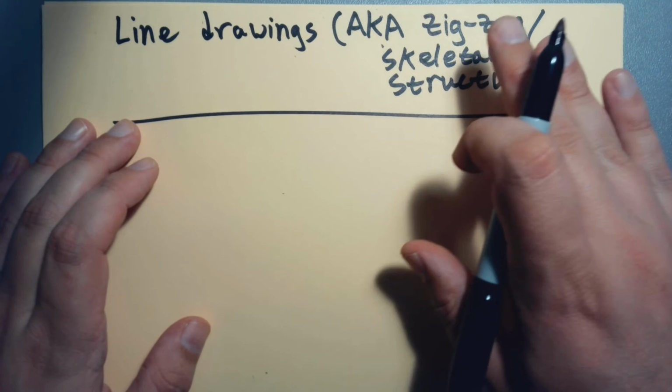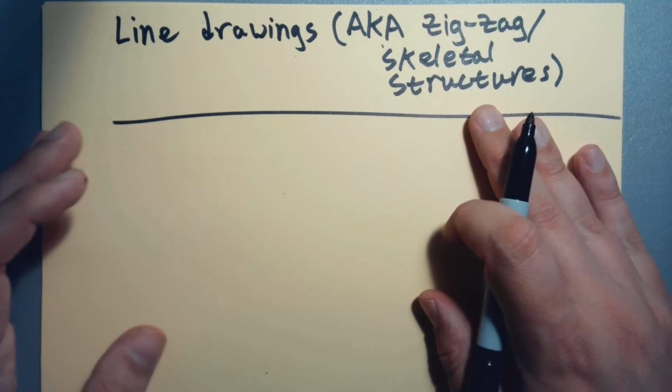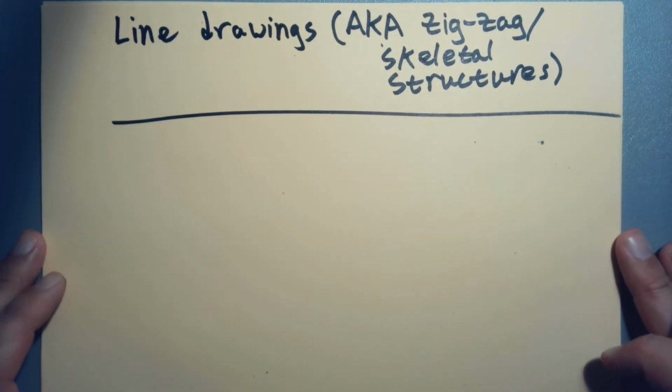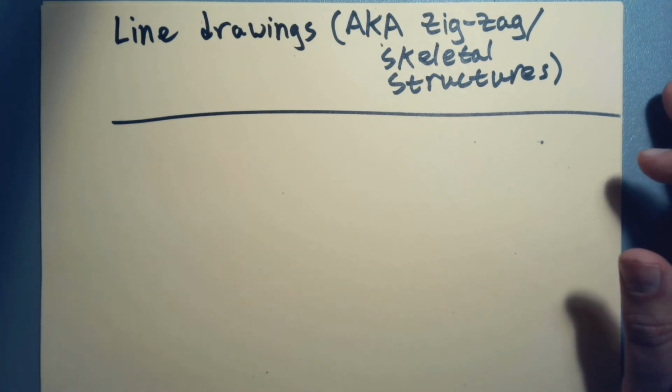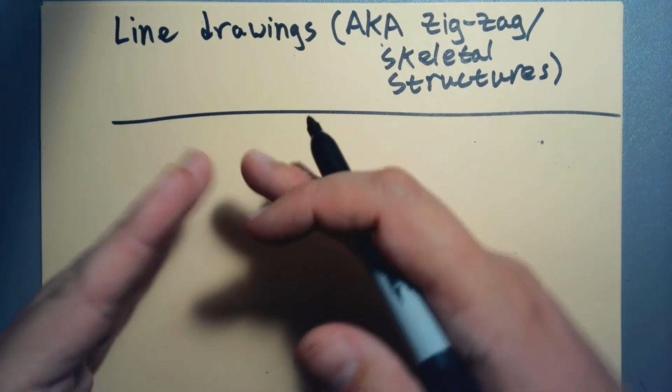They're also known sometimes as zigzag or skeletal structures. So be aware there are multiple names that can show up, but they all mean the same thing. There are probably a few others I'm forgetting as well, but you'll know them because they're just lines.